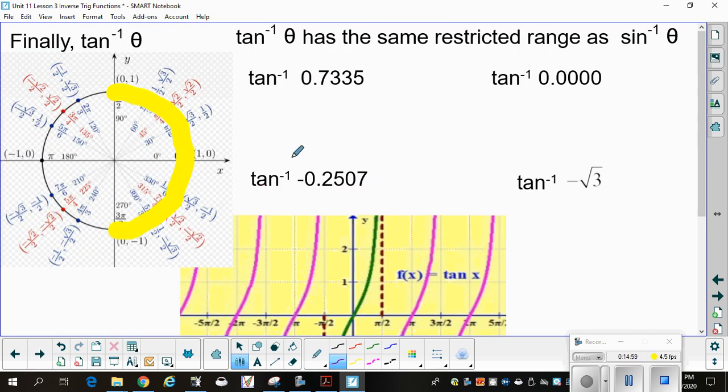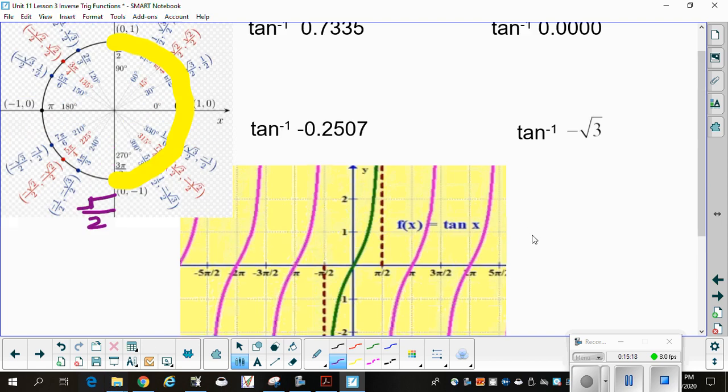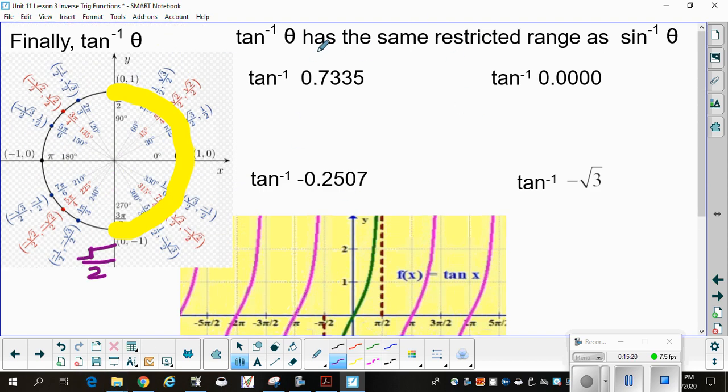Tangent is the same thing. We're still going to go from negative pi over 2 up to pi over 2. And that's because, notice here, negative pi over 2 to pi over 2, and your asymptotes occur on the pi over 2's. So it has the same restricted range. The inverse tangent of 0.7335.